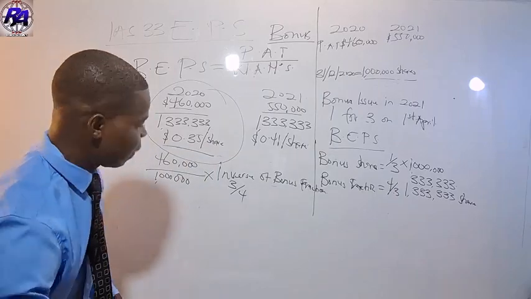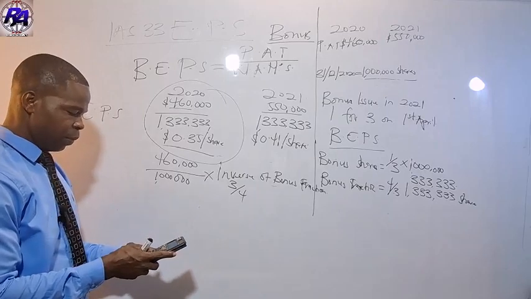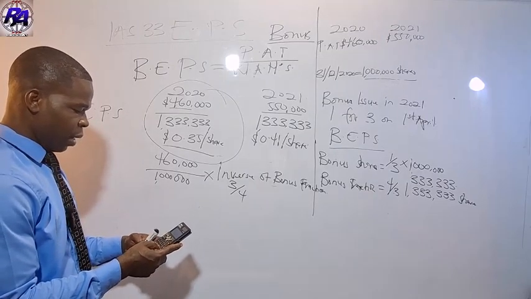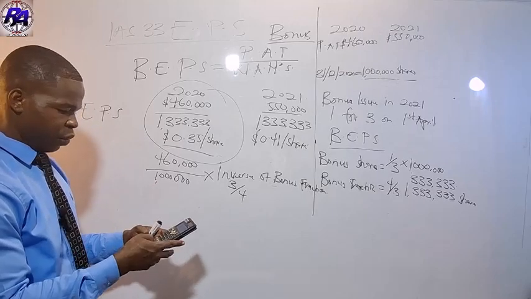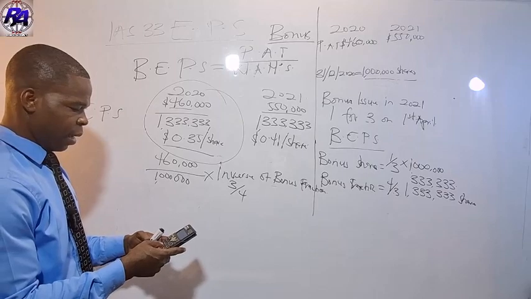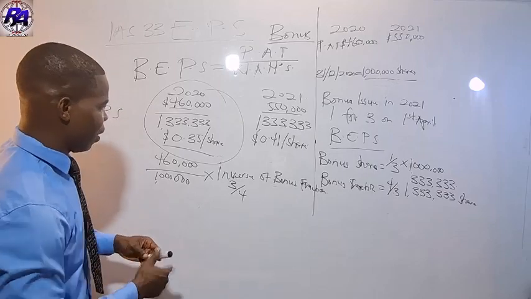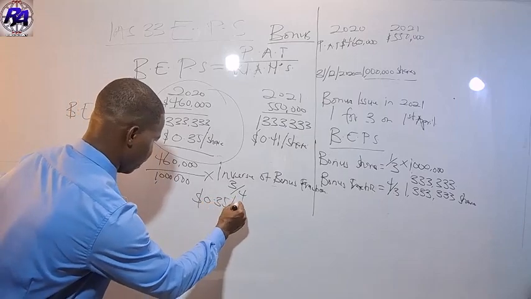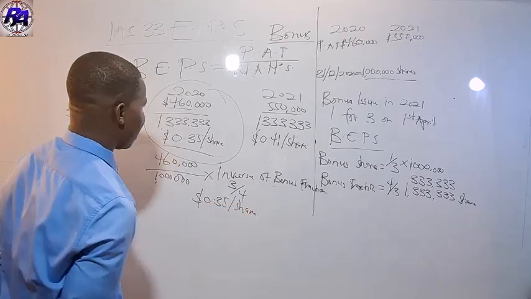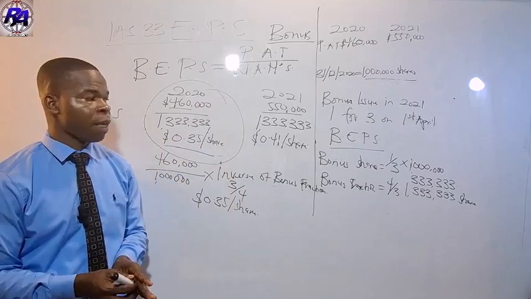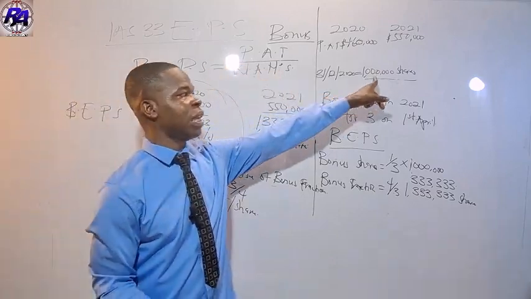So let's try it and see if we are going to get that. So it's going to be 460 divided by 1 million. And that's giving us 0.46. We multiply this by 3 over 4. And it's giving us 0.35 per share.